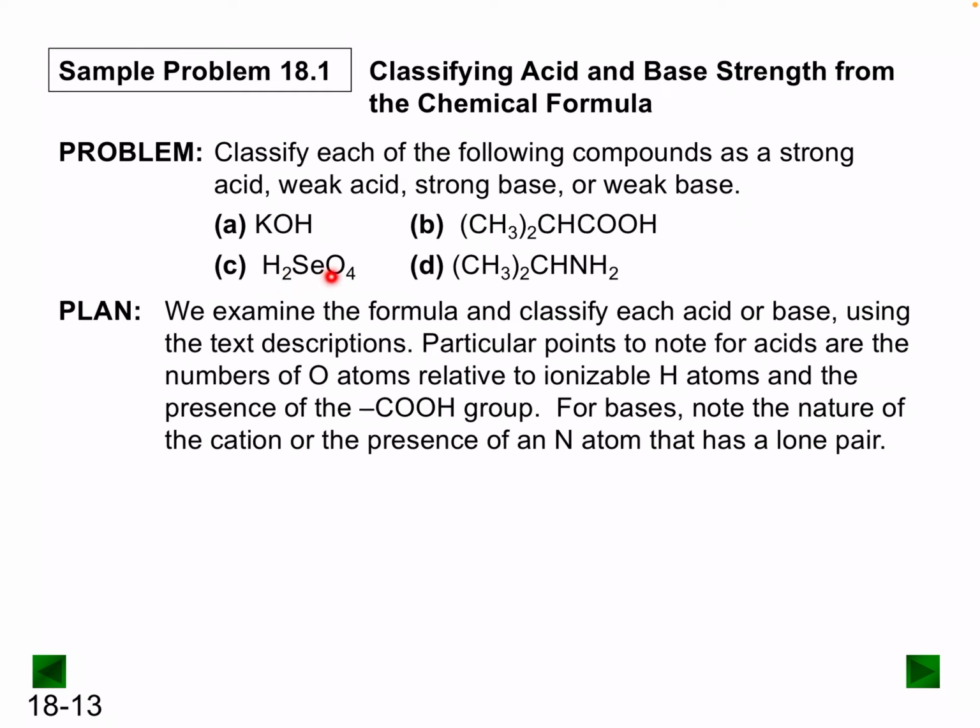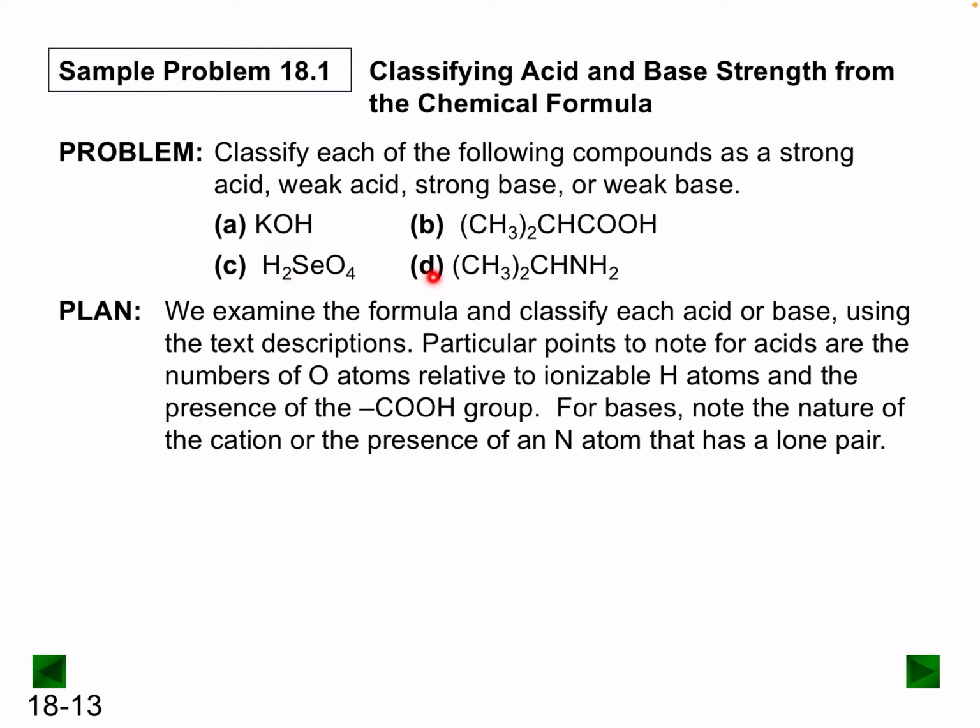So this is an oxo acid in which the number of oxygen atoms exceeds the number of ionizable protons by 2. There are 4 oxygen atoms and 2 hydrogen atoms. So the number of oxygen atoms exceeds the number of ionizable protons by 2. So that will make it a strong acid.